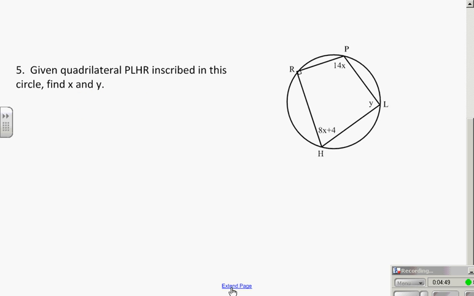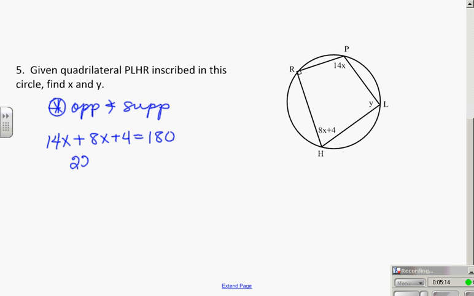And our last example for this lesson is dealing with an inscribed quadrilateral. Find x and y. And if we remember, we have a theorem that says with inscribed quadrilaterals, opposite angles are supplementary. So I can set up two equations. I can say that 14x plus 8x plus 4 equals 180. 22x plus 4 equals 180. Subtract 4 from both sides. 22x equals 176, and x is 8.